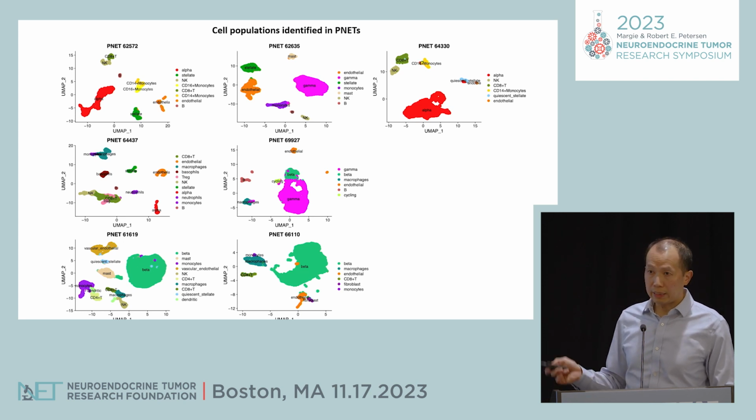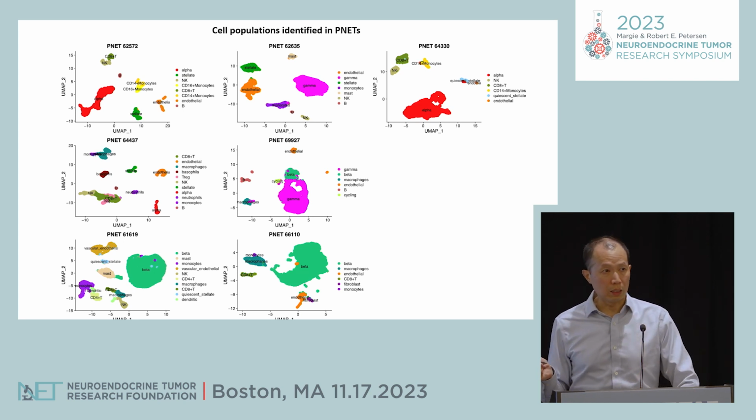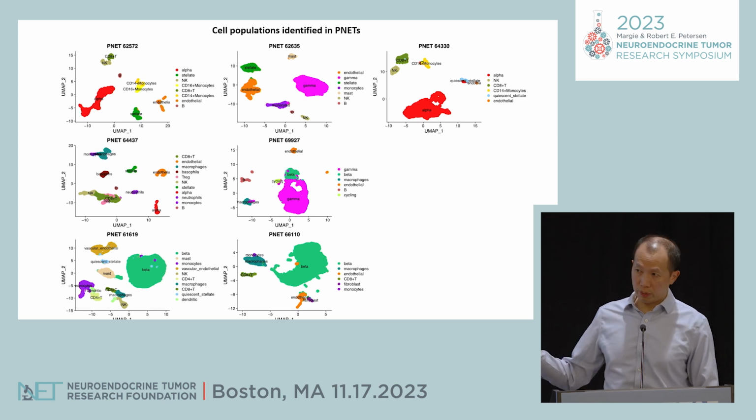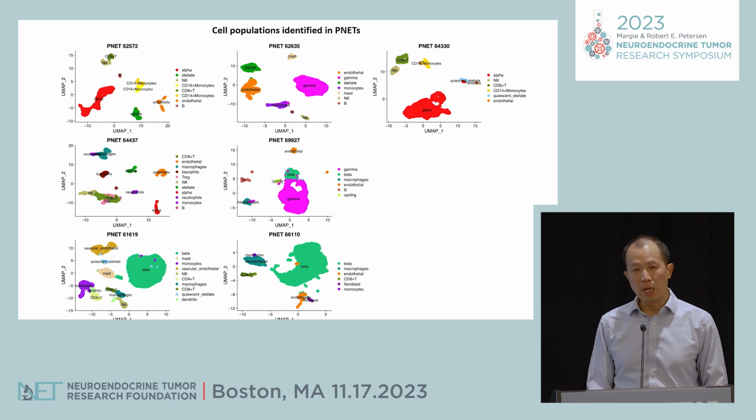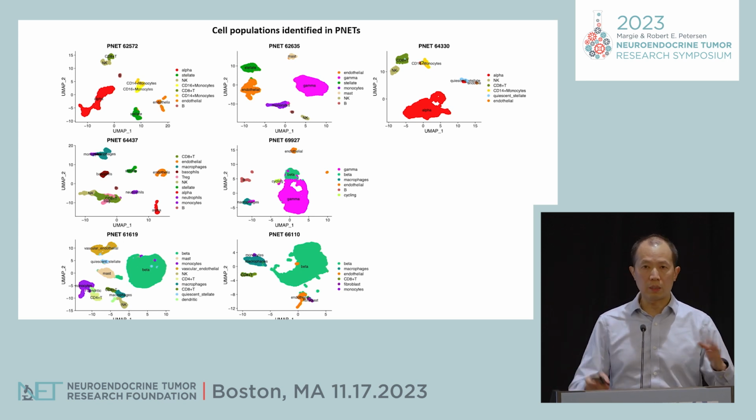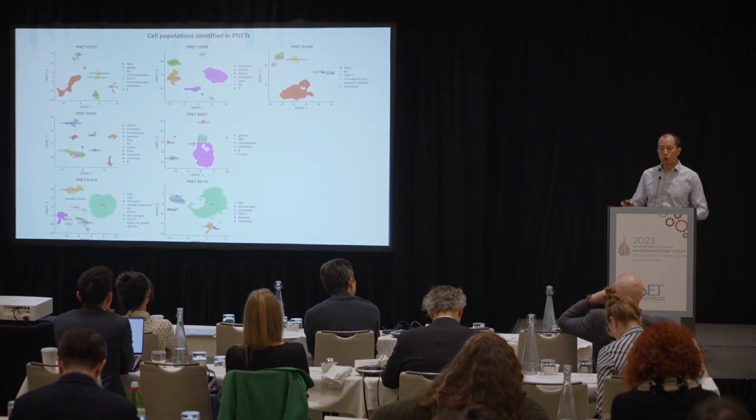Now, the way we identify the cell type is because some of these non-functional tumors don't express any of these typical neuroendocrine hormones.